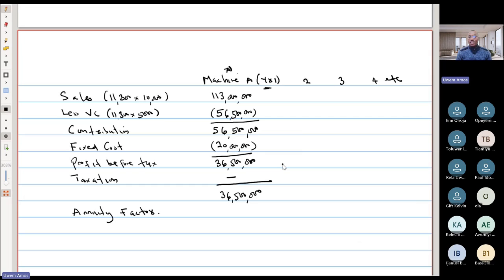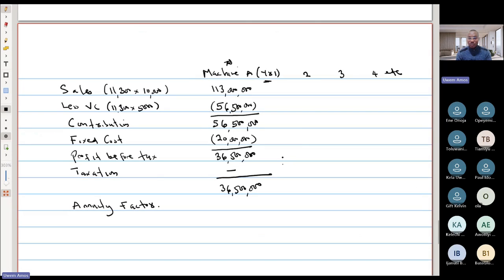Okay, so let's determine our annuity factor. Let's do our calculation for annuity factor. Now, don't forget our formula for annuity factor. It is 1 minus 1 plus whatever the cost of capital is, or the rate of return, raised to the power of minus n, which is the number of years, divided by the rate of return as well. That's what we're going to use for annuity factor.